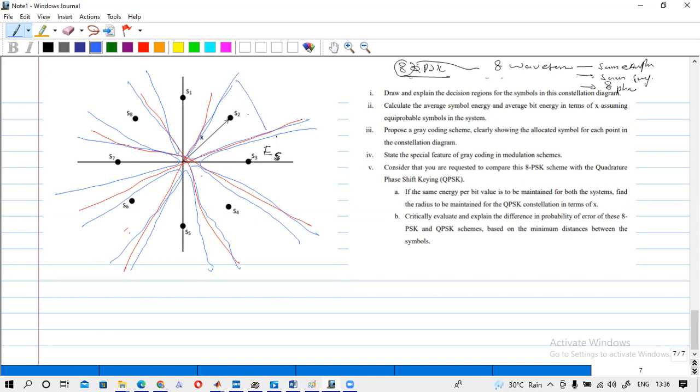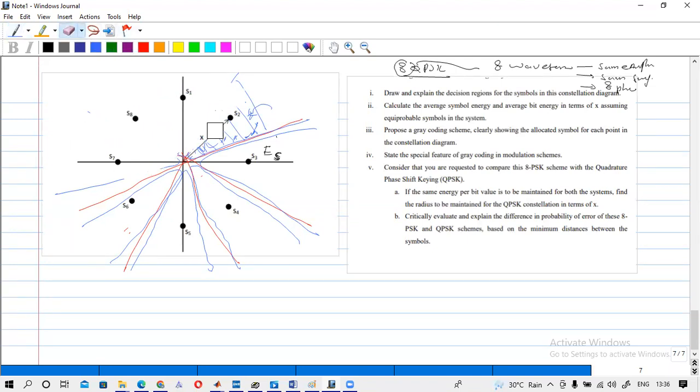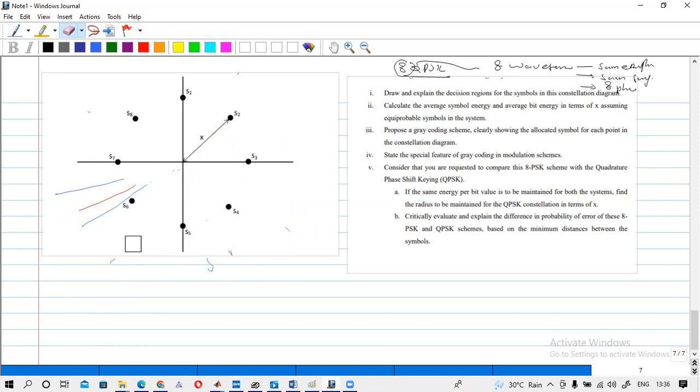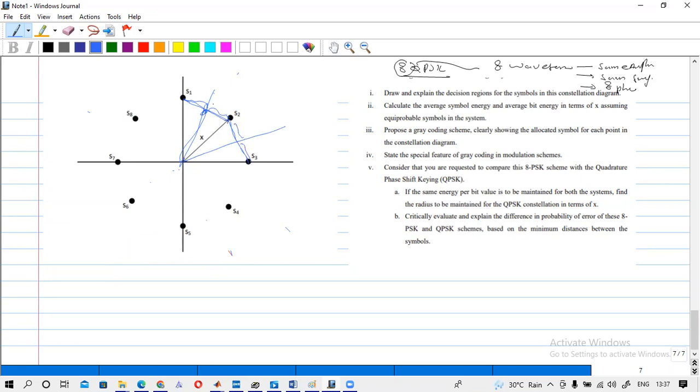You can see that for S2 this will be the decision region. Any received point in this region will be decoded as S2. If any received point is, for example, in this region, it will be decoded as S1. The condition is, when you are finding the decision boundary between two adjacent points, you have to get the same length. So from the decision boundaries, this length and this length should be the same. So you will have this kind of decision region for S2. That is the way to draw the decision boundaries or decision regions.